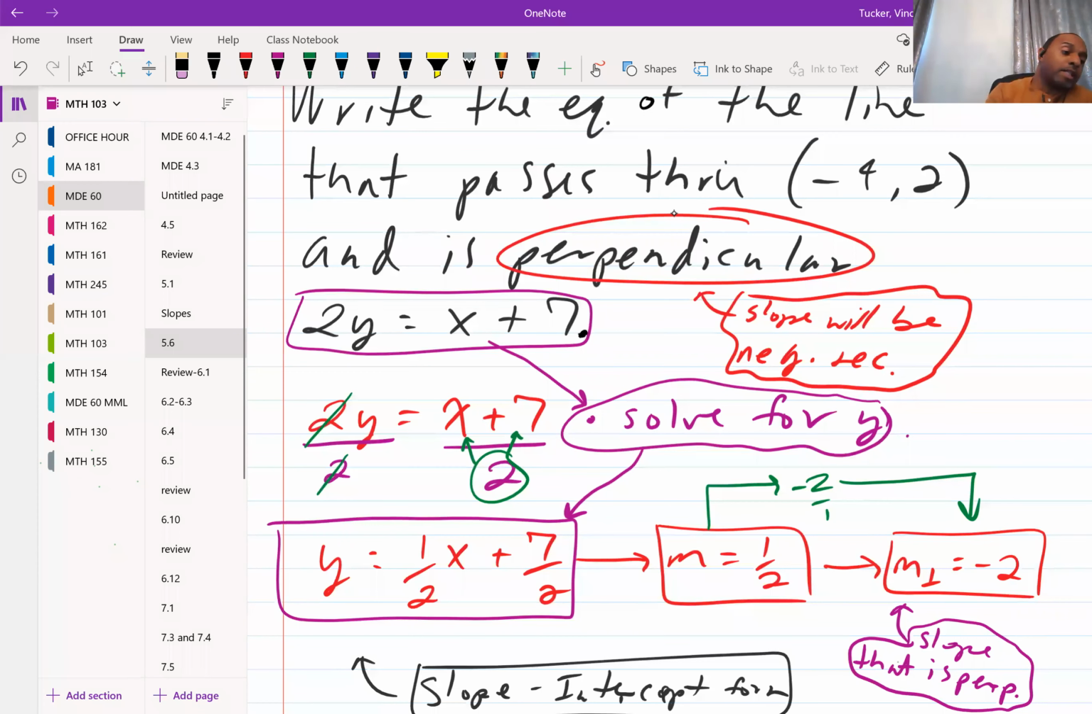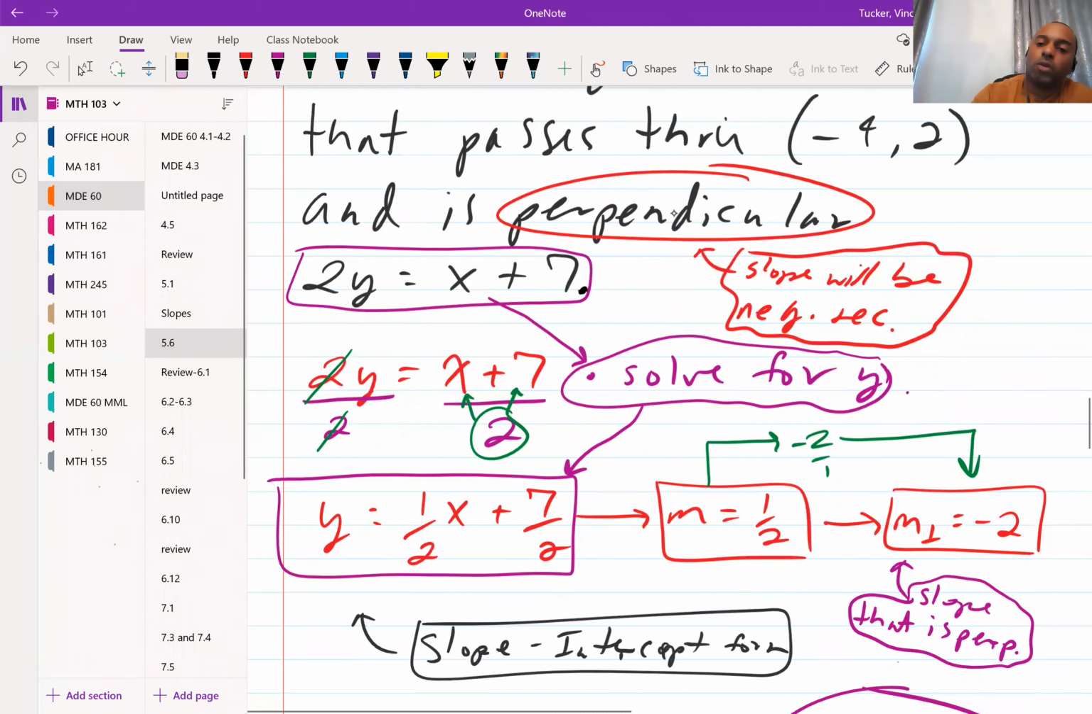Once again, we want a line that's perpendicular to this line right here. And we use the negative reciprocal. So before we go to the last part of this problem, is everybody okay with what was done? Scroll up.